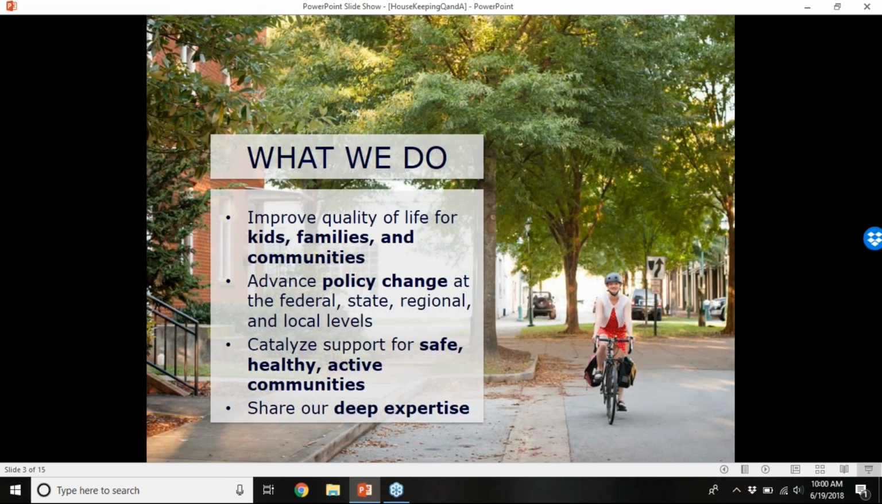A little bit about what we do. We improve quality of life for kids, families, and communities. We advance policy change at the federal, state, regional, and local levels. We catalyze support for safe, healthy, active communities, and we share our deep expertise.